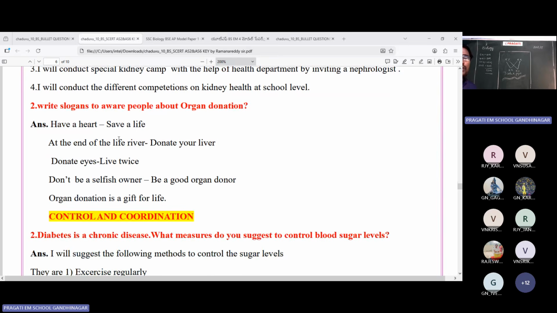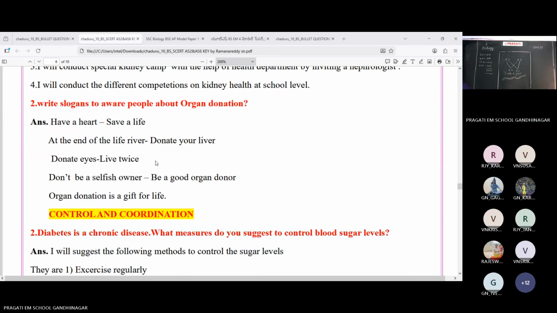And the next important question: write a slogan to make people aware about organ donation. Children, this is a repeated question, an expected question about organ donation. Have a heart, save a life. At the end of the life river, donate your liver. Donate eyes, live twice. Don't be self-owner, be a good organ donor. Organ donation is a gift for life. Like that, you can add some more.